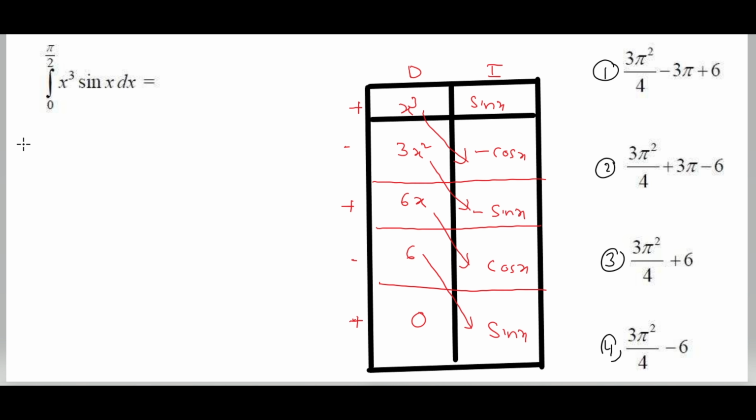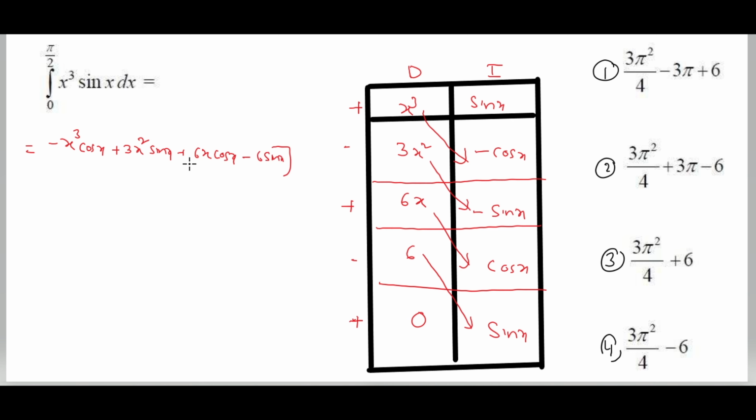So integration of this value is equal to, first one, x cube into minus cos x, that is minus x cube cos x, and minus 3x square into minus sin x, that is plus 3x square sin x, plus 6x into cos x, and minus 6 into sin x, that is minus 6 sin x.